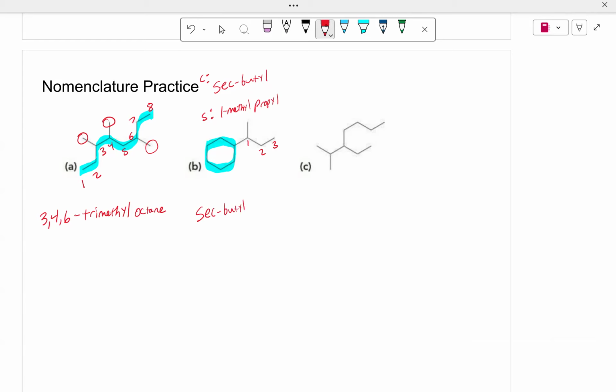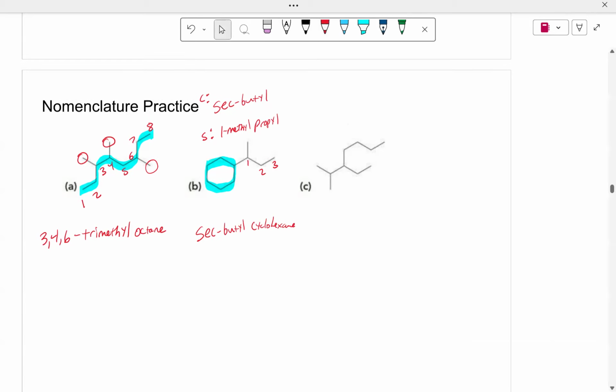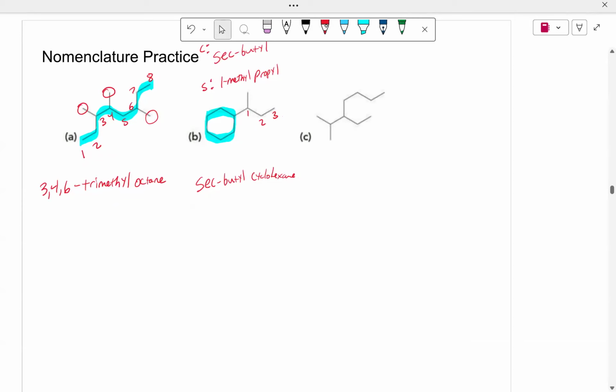So one name would be sec-butylcyclohexane. The other name would be 1-methylpropylcyclohexane. Again, since that's the only substituent on the cyclohexane, I don't have to number this carbon right here. It's just automatically assumed wherever it's at, that's number 1.